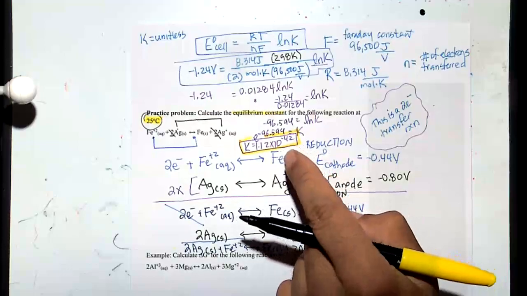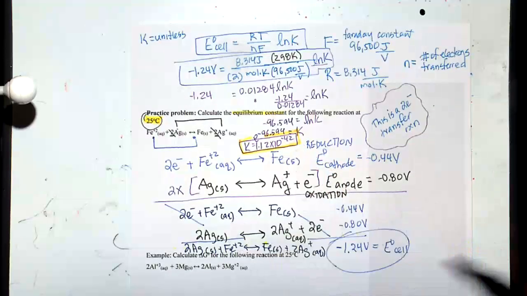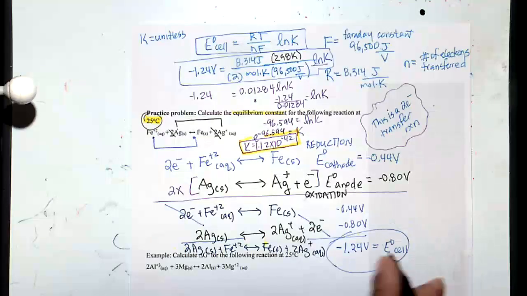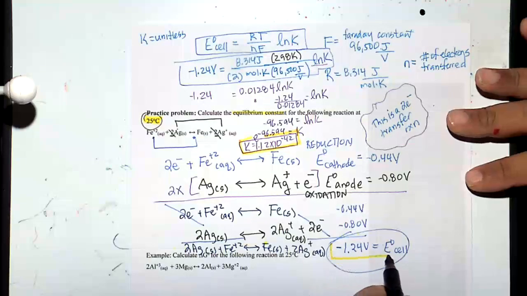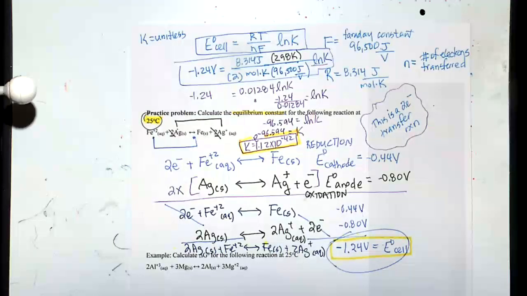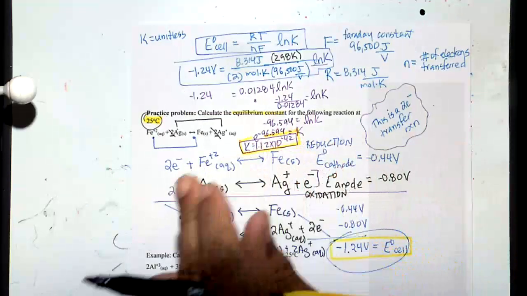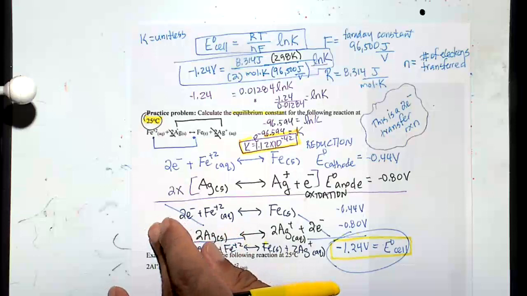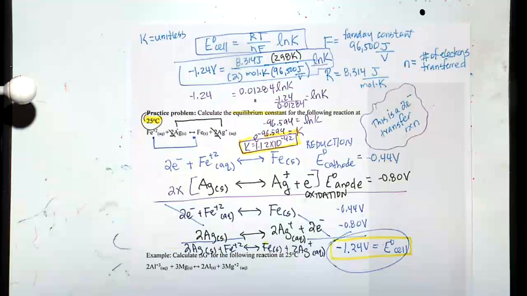All right, actually, one thing. 10 to the minus 42, is that a small number? Yes. Minus 1.24 volts, what do we call that? We call that a dead battery. It doesn't work. So the K tells us this is not favored. The voltage being negative also tells us that this is not favored. So you see how everything corroborates with one another?